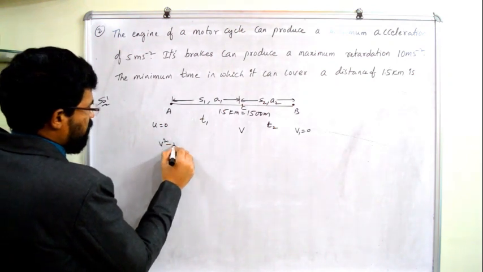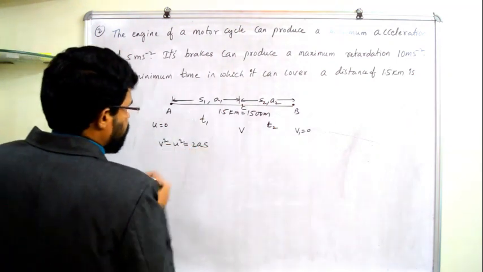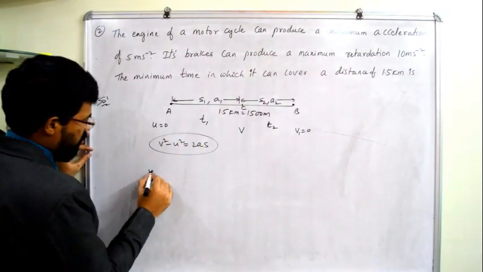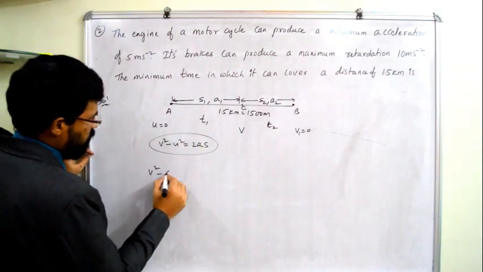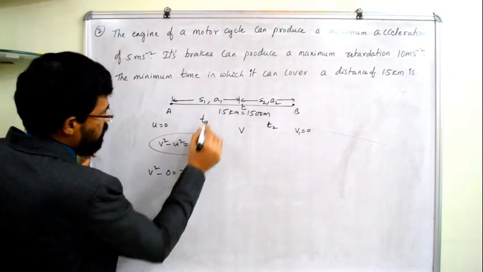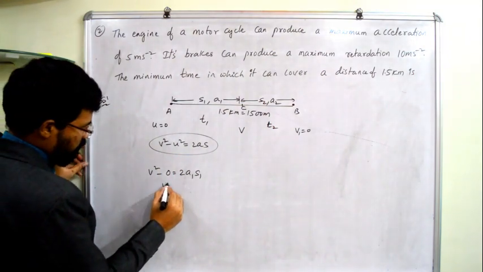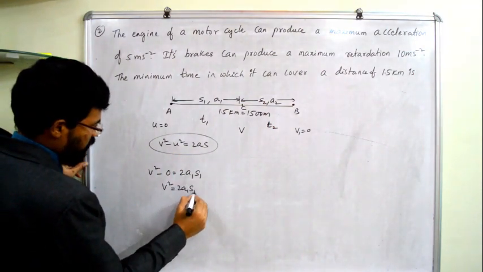Right. For this slot, I will apply this equation. Which equation? V square minus u square is equal to 2as. What is the final velocity in the first slot? V. So v square minus initial velocity 0 is equal to 2, acceleration is a1, distance is s1, that's how we have assumed. So we can write this as v square equal to 2a1 s1.